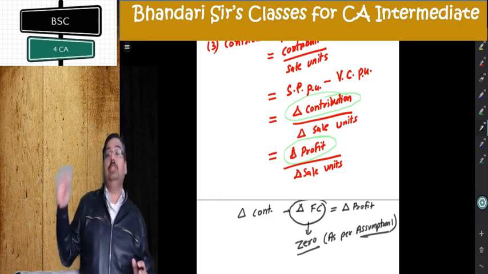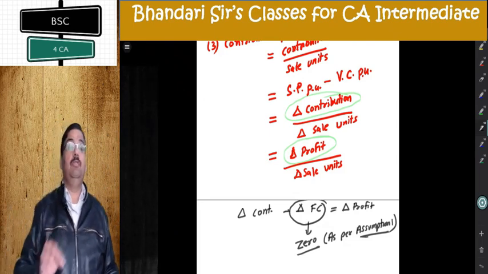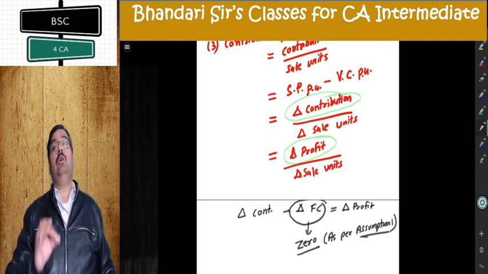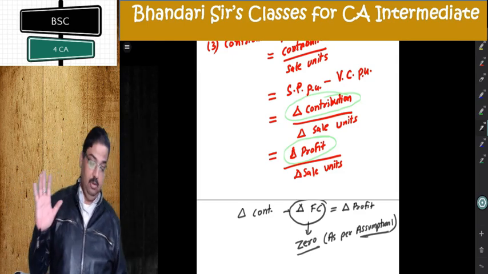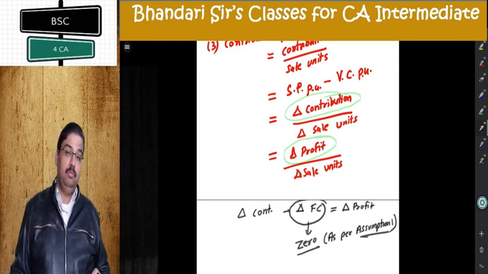Change in fixed cost is 0. But there is some fixed cost for sure. So contribution minus fixed cost is profit. Because change in fixed cost is 0, hence change in contribution equals change in profit. These are all the concepts which were related to contribution.